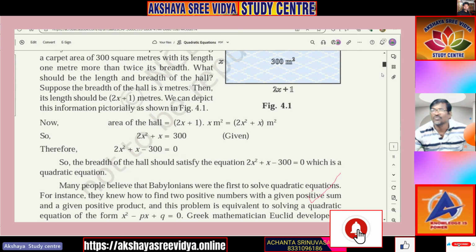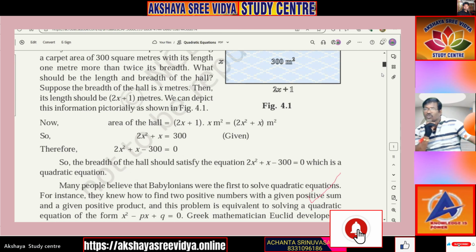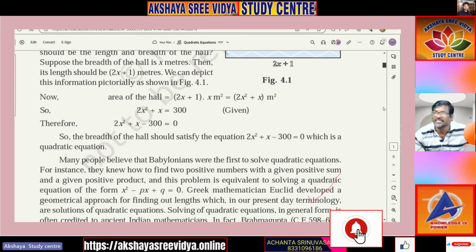Many people believe that the Babylonians were the first to solve quadratic equations. For instance, they knew how to find two positive numbers with a given positive sum and given positive product, and this problem is equivalent to solving a quadratic equation of the form x squared minus bx plus q equal to 0. The Greek mathematician Euclid developed a geometrical approach for finding lengths which, in our present day terminology, are solutions of quadratic equations.